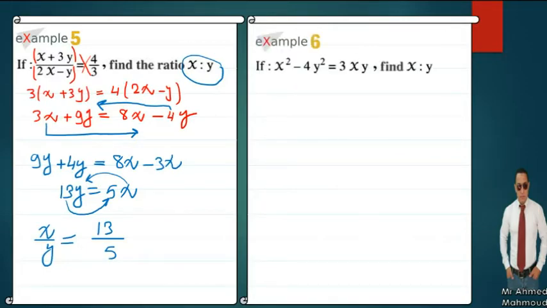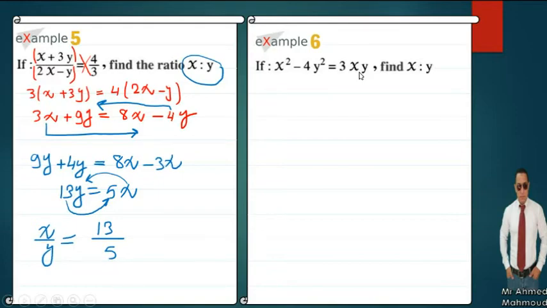In this example, if x power of 2 minus 4y power of 2 equals 3xy, then find x to y. Okay, in this example, there is a difference between this form and this form. In this form, we have two fractions, then I multiply means by extremes, or make a cross multiplication. But here, I have x power of 2 and negative 4y power of 2 and 3xy. This is called a trinomial. When we have a trinomial including x power of 2 and y power of 2 and a term including x and y, then we are going to factorize.